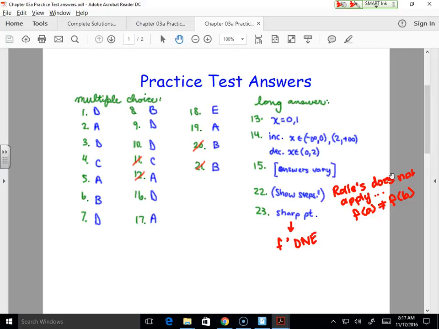Okay, those of you who took pictures, delete them and then take one more picture. I want you to have all the answers, including those ones.